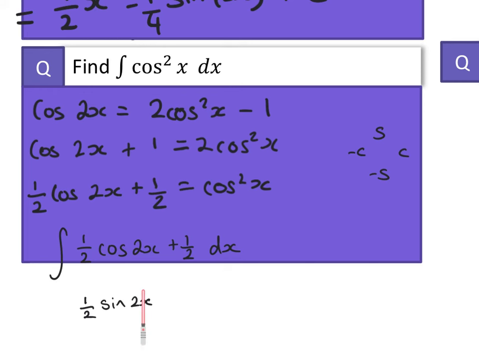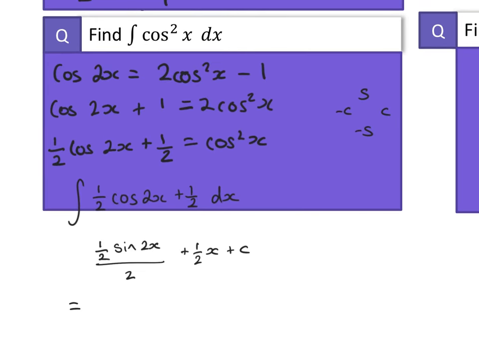Now, this is where it's like reverse chain rule. This 2x, what we did when we differentiated, we multiplied by the differential of the bracket. When we integrate, we're going to divide by the differential of the bracket. So we're going to divide by 2. A half integrated, we know, is a half x. And then, of course, we have our constant of integration, c. So I'm going to simplify this. A half divided by 2. We have a quarter sine 2x plus a half x plus c.